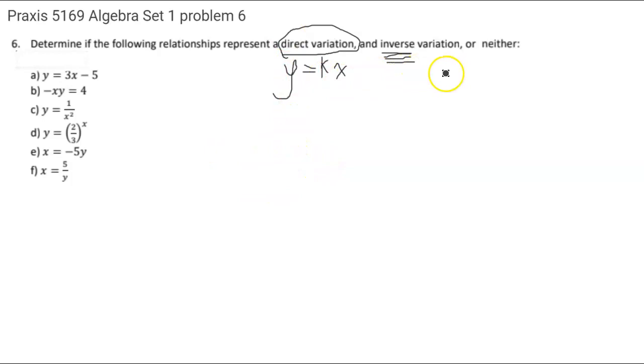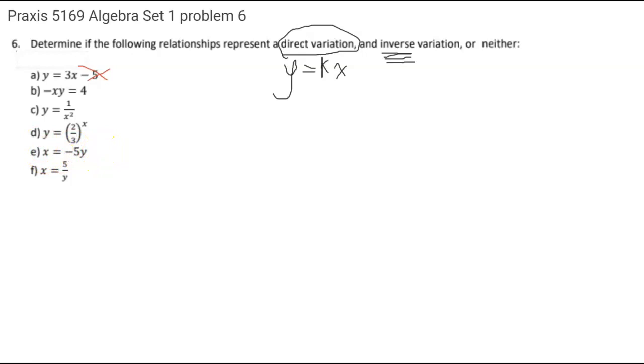So let's try to find the direct variations. I'll use red. Y equals 3x is a direct variation, but minus 5 means nope, that's not a direct variation because you're not always going to triple. When you put in 0, you don't get 0, so it can't be a direct variation. There's too much here. B, too complicated looking. C, complicated. D, exponential function. E, oh good, that is.